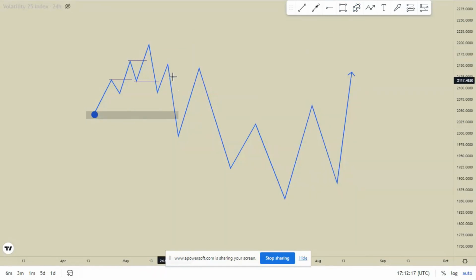Now, when the market breaks below, this is a break of what we call a swing structure. This is a very, very strong signal that the market is trending downwards. So now I've explained what a swing structure is. Now I'm going to explain what we call internal structure.